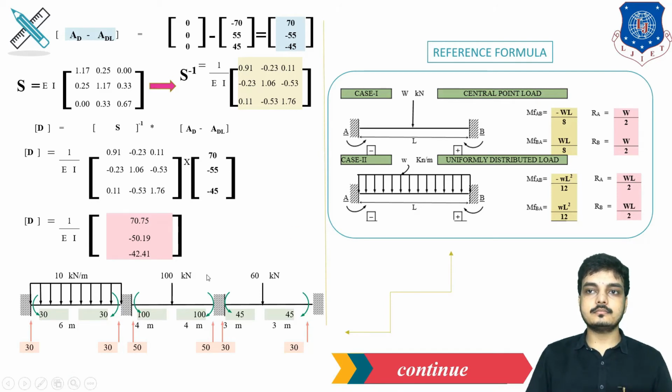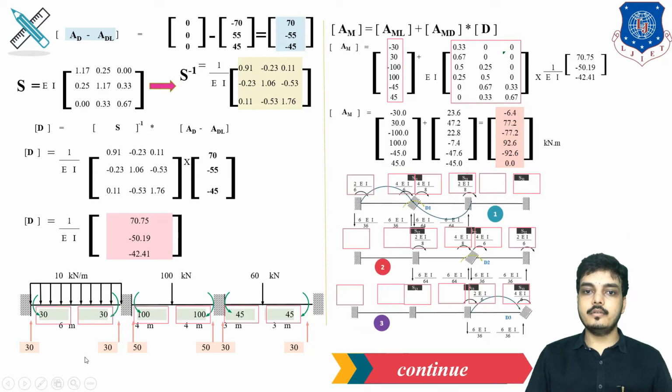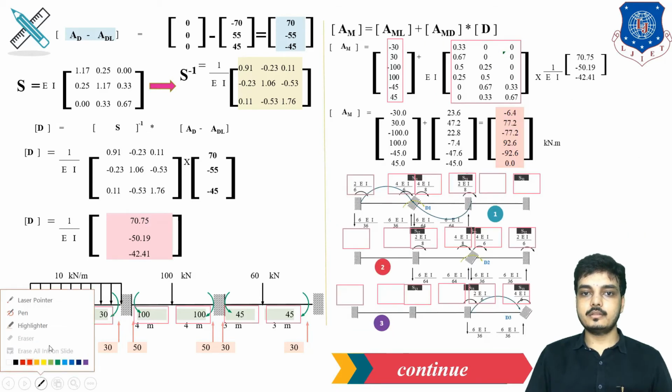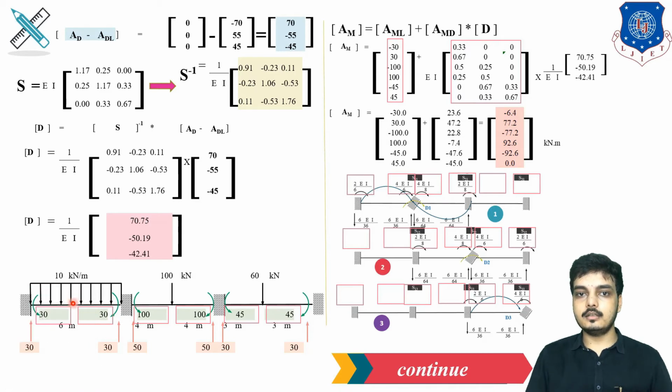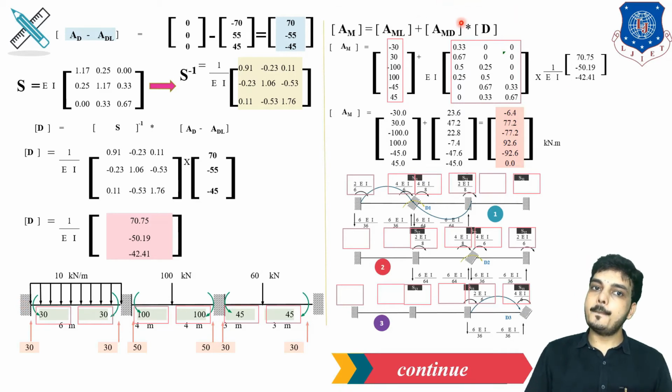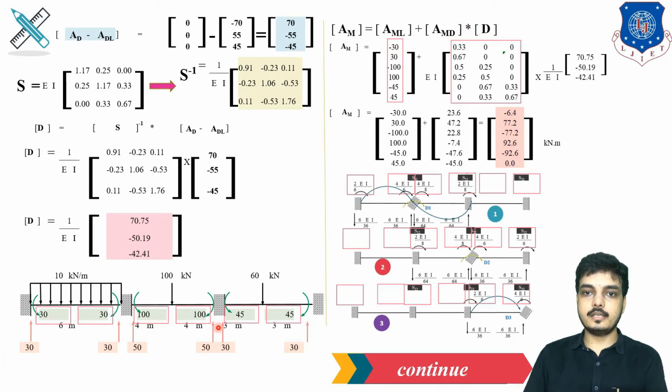So like this, we can find out our reaction. Now, moving ahead, we have to find out AM. The formula for AM is nothing but AM equals AML plus AMD into D. This D is what we found over here. AML is due to loading moments, and AMD is due to applied primary unknown moments. Let's check. Now these are the values which are placed over here.